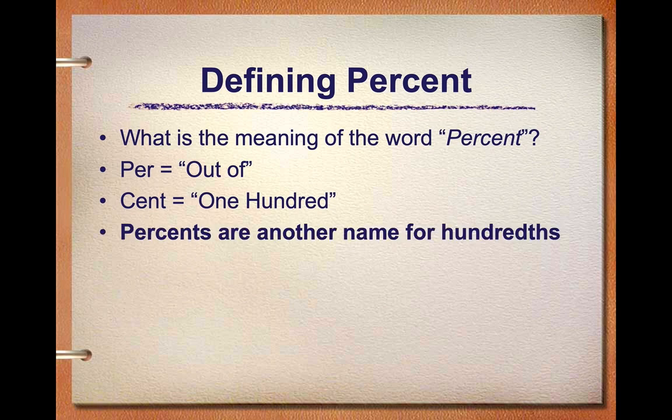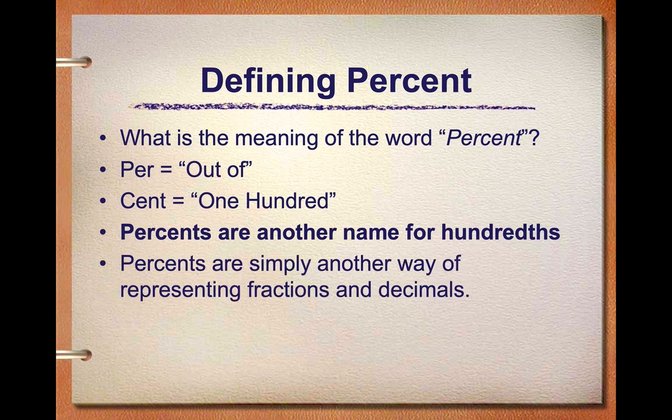So literally, percent means out of 100, which is what hundredths mean. And this is the big connection here, that percents is another name for hundredths, right? They're the exact same thing. When we have a fraction that's out of 100, or a decimal of hundredths, percents are just an efficient way of writing the same thing.